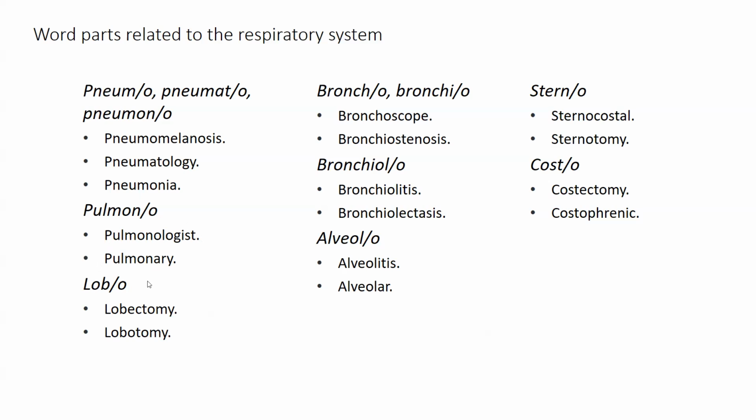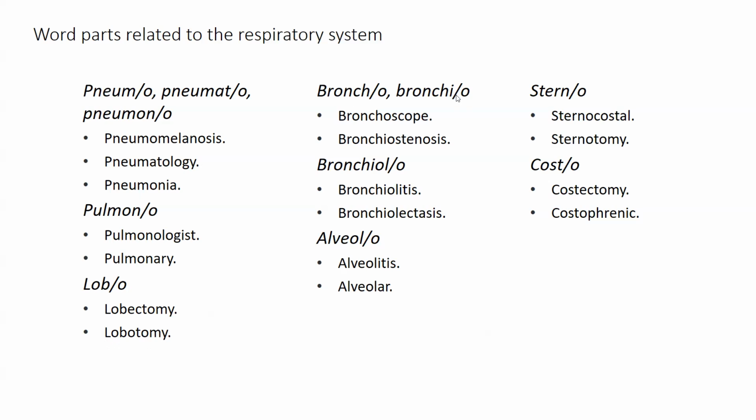Here we see lobo again. We saw this in the nervous system chapter. In this case, it's referring to those lobes of the lung. So in this context, a lobectomy would be removal of a lobe of the lung, and a lobotomy would be an incision into one of the lobes of the lung.